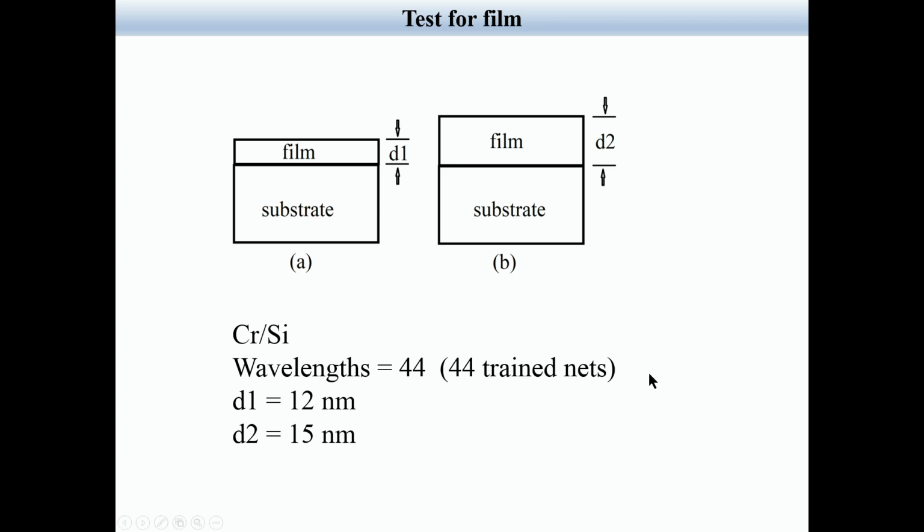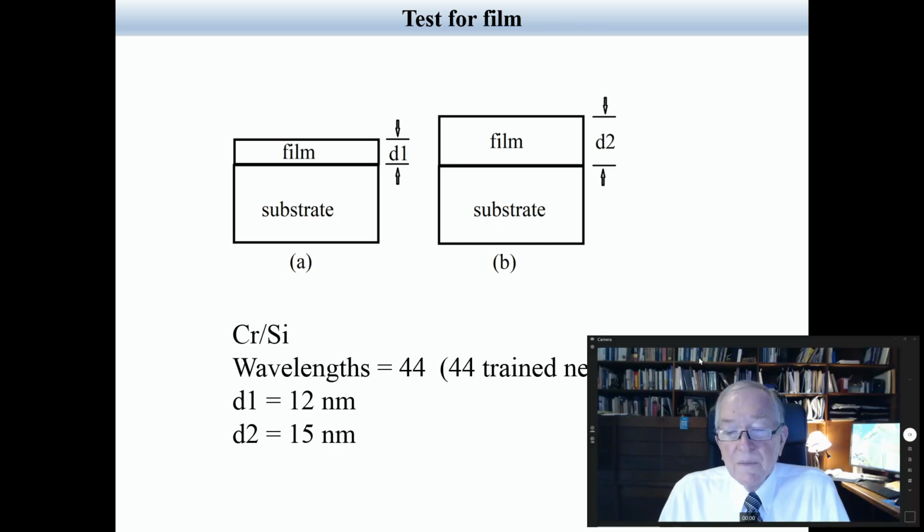Now let's try it out with 44 measurements. That was all at one wavelength. Let's go to 44 different wavelengths and a couple of thicknesses. I just happen to pick 12 and 15, and computed values of psi and delta for 44 different wavelengths. And then hand the computed values of psi and delta to the neural nets. So there'll be 44 neural nets, one for each wavelength, and the nets aren't that big. They're about 7 kilobytes in this case.